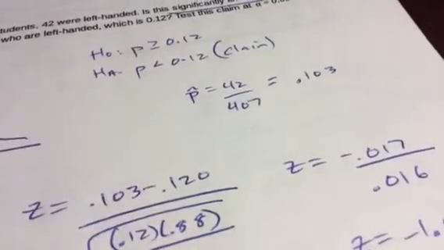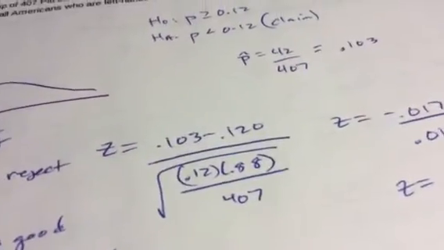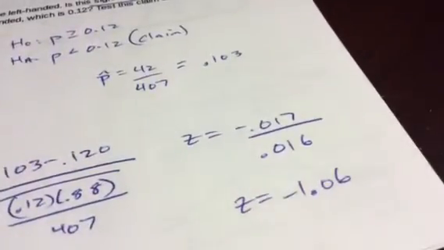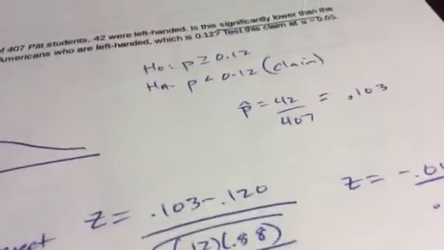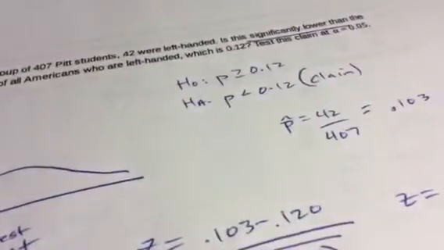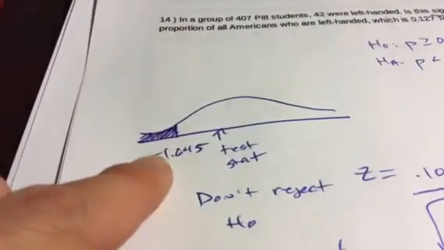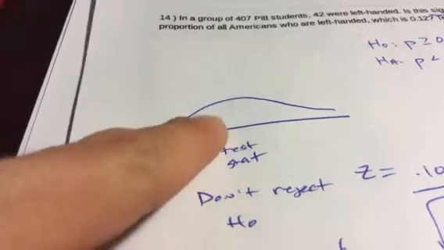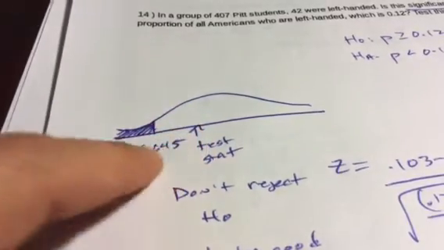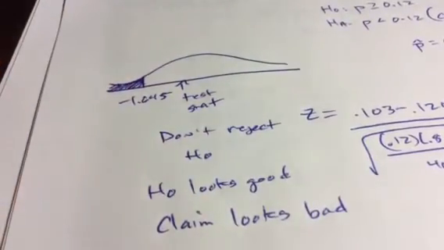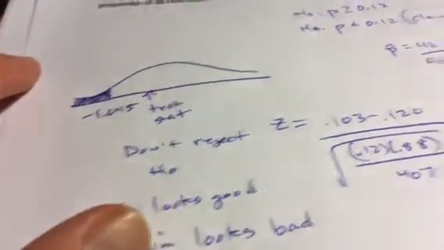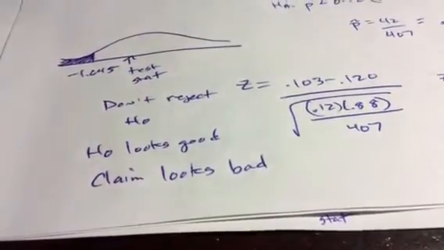Your test stat is 0.103, or not your test stat, your sample proportion, sorry. Compute the test stat to get negative 1.06. This is a left-tailed test because it's less than. Alpha is 0.05, so your rejection region begins at negative 1.645. Your test stat is not in the rejection region. You do not reject the null hypothesis. You fail to reject it, basically. So the null hypothesis looks good, so that means the claim looks bad.